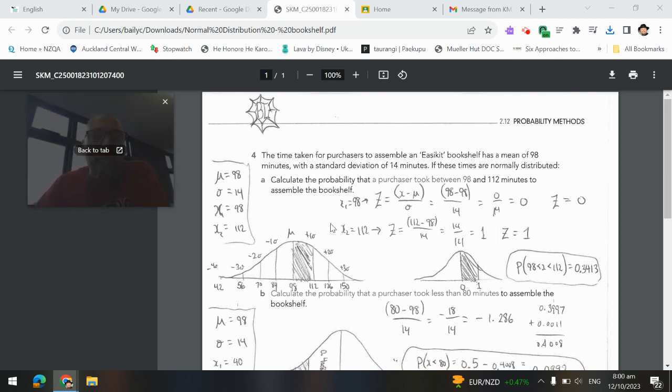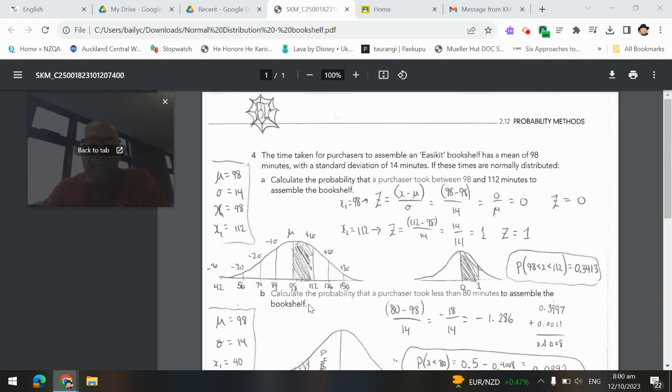All right, first patai. We are being asked to calculate the probability that a purchaser took between 98 and 112 minutes to assemble a bookshelf. Keeping in mind that we are told we have a mean of 98, we write that down, mean 98, and a standard deviation of 14 minutes. I'm writing that down as well, standard deviation 14. So between 98 and 112, my beginning x value is 98. My second one is 112.